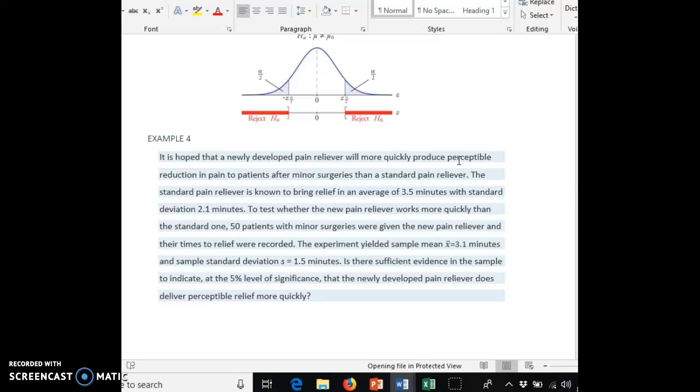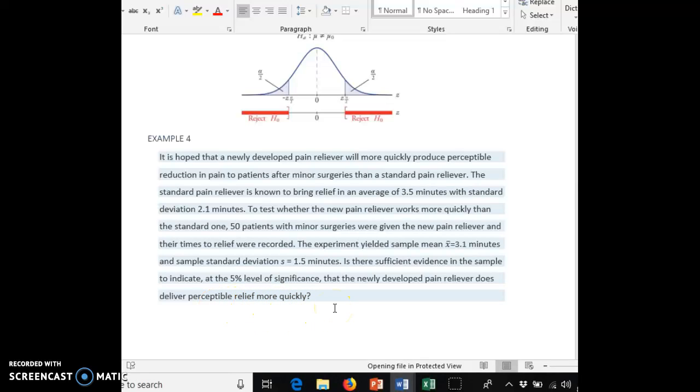To test whether the new pain reliever works more quickly than the standard one, 50 patients with minor surgeries were given the new pain reliever, and their times to relief were recorded. The experiment yielded a sample mean of 3.1 minutes and a sample standard deviation of 1.5 minutes. We want to know, is there sufficient evidence in the sample to indicate at the 5% level of significance that the newly developed pain reliever does deliver perceptible relief more quickly?